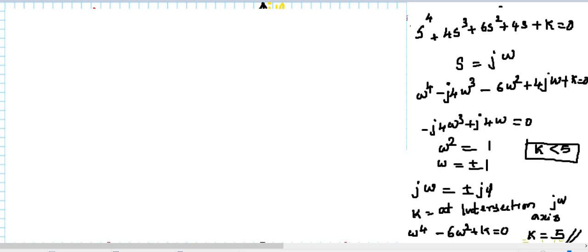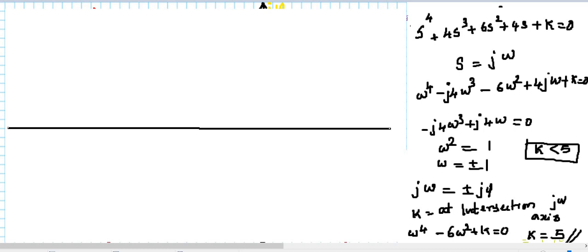Suppose I am just explaining one problem. Suppose there is a problem which have 4 open loop poles, and this is not related to this problem. The problem with the open loop transfer function k divided by s into s plus 2 into s square plus 2s plus 2, that is over. So I am giving you another example.